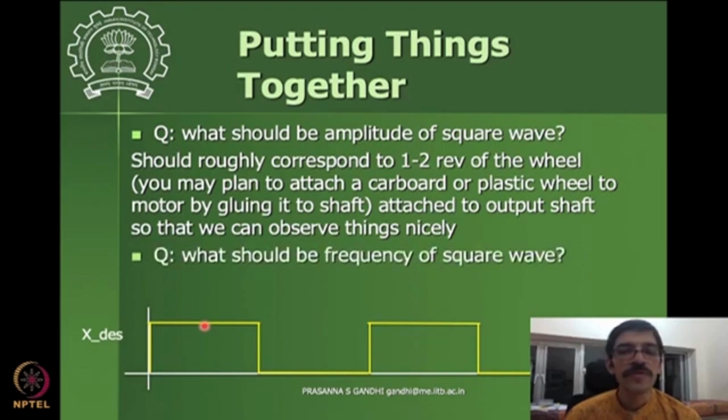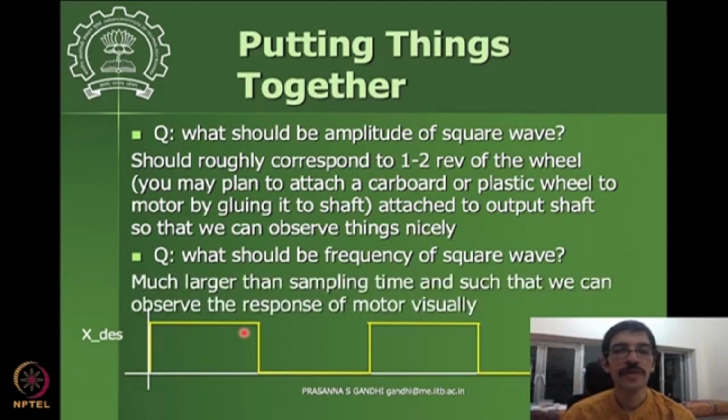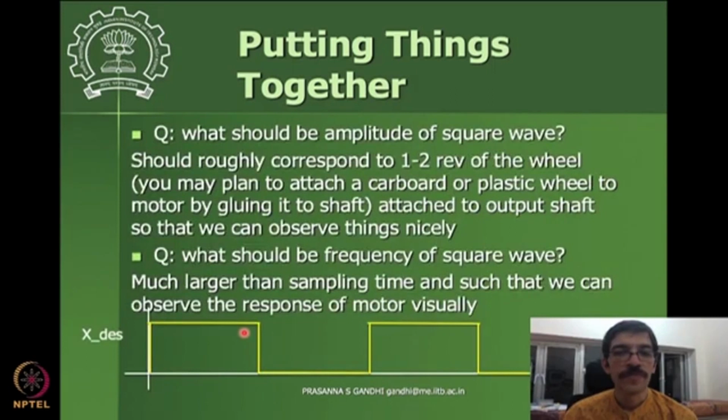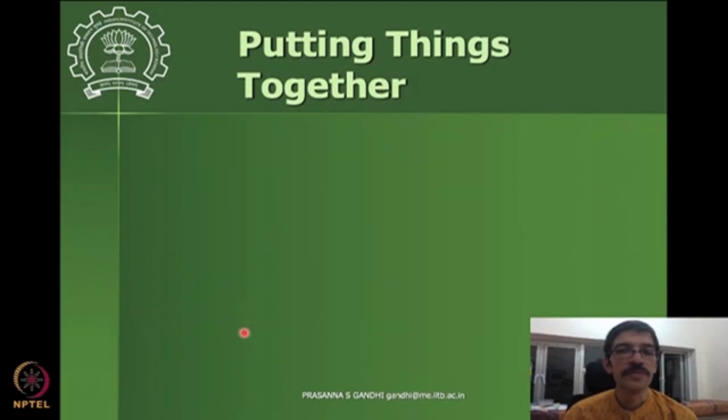Then what should be the frequency? Frequency should be large enough so that you observe the control. So your control is happening like that, it is controlling, and then it is becoming steady state. There should be some duration left beyond that, and then it should change. So typically the frequency of the square wave should be very, very low, so that you are able to observe your control nicely. We can observe the system response visually.